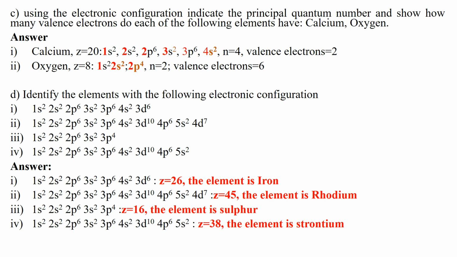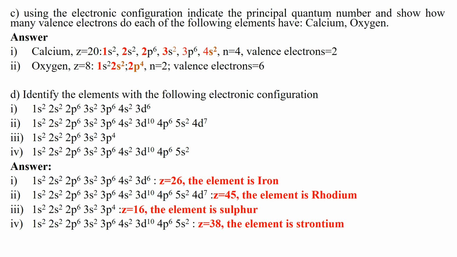Identify the element with the following electronic configuration. So Z is equal to 26. The element is iron. Then another element, Z is equal to 45. The element is rhodium. Z is equal to 16. The element is sulfur. And Z is equal to 38. The element is strontium. So when we are talking about Z, we are counting the number of electrons in the electronic configuration.